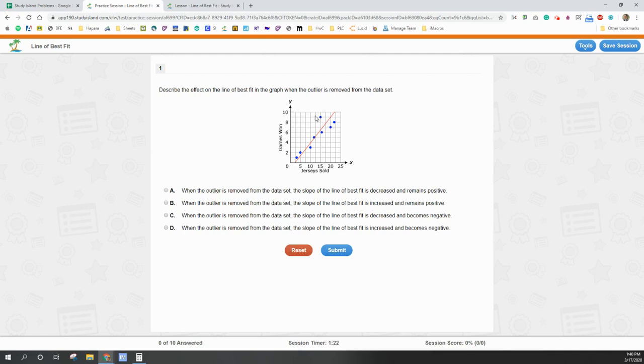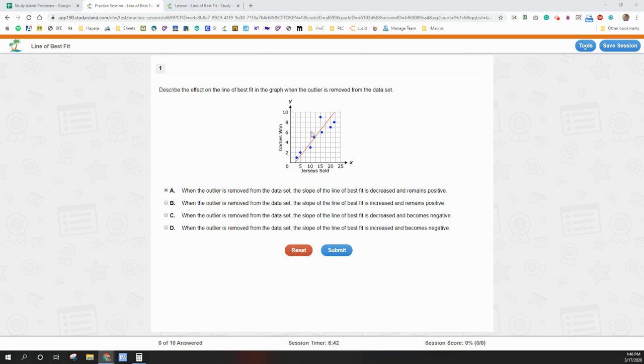If you take that point out, this trend line is going to fall a little bit, and the center of the data will not be where the trend line is right now. So let's look at the options. A, when the outlier is removed from the data set, the slope of the line of best fit is decreased and remains positive. That's going to be the right answer. The line will be less steep when this outlier is removed. Therefore, what we will have is a flatter line, and flatter lines have lower slopes. So the slope will be decreased, but it will still be a positive line because it will be going up as you read the line left to right.